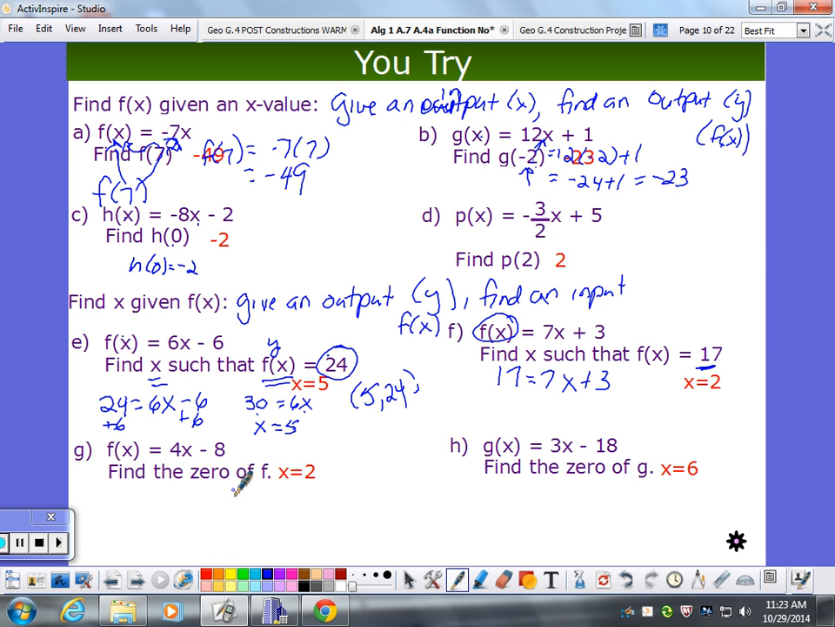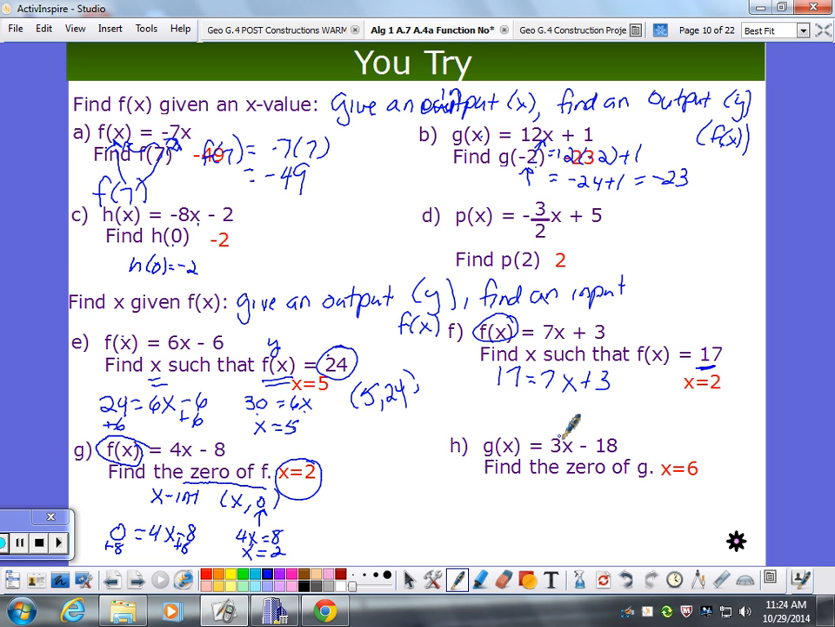Now what does it mean to find the 0 of a function? Zeros are x-intercepts. Remember what those look like? So your y value, your output value is 0. So you're going to set this thing to 0 and solve the equation. Add 8 to both sides. So 4x equals 8. So x equals 2. This guy, find the 0.